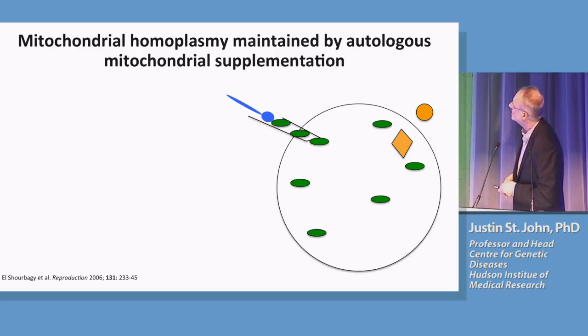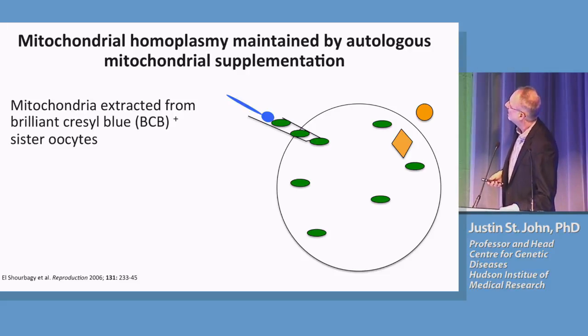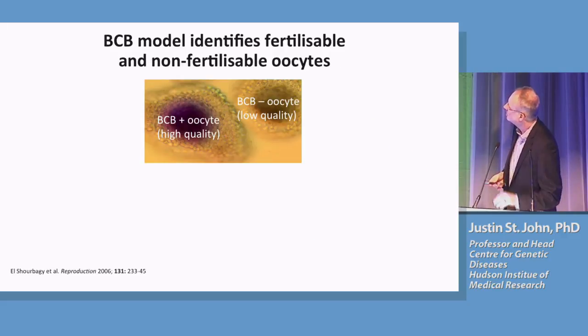Back again in 2006, we were interested in whether it would be possible to supplement mitochondrial DNA deficient eggs, in other words, eggs with low mitochondrial DNA copy number, with mitochondria originating from sister oocytes. In other words, eggs that had been harvested from the same ovary. And indeed we did this, and we were able to increase fertilization outcomes as a result. The model we chose to do this on was our BCB model in the porcine system.